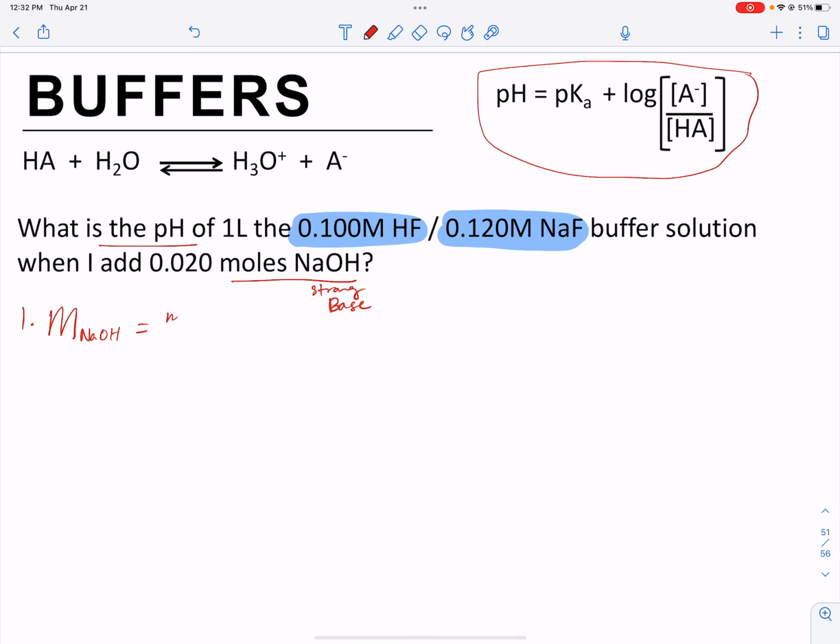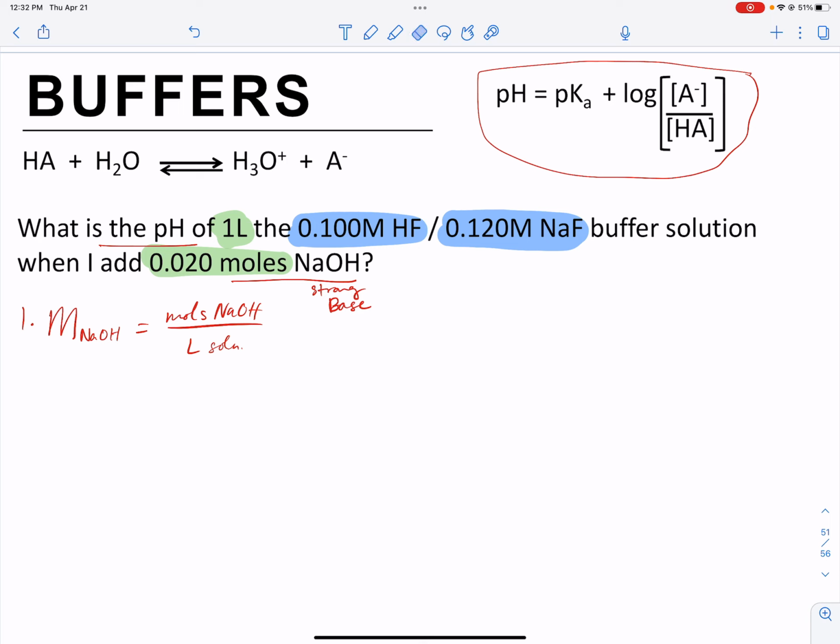Molarity is just moles of NaOH over liters of solution, liters of buffer. Now these numbers that I'm about to highlight in green, 1 liter and 0.2 moles, are subject to change. They could be anything. It could be 0.5 liters, it could be 500 milliliters. I could give you 1.2 liters, 0.025 moles, or 0.2 moles. You just need to plug in whatever numbers I give you and solve for the molarity of NaOH.